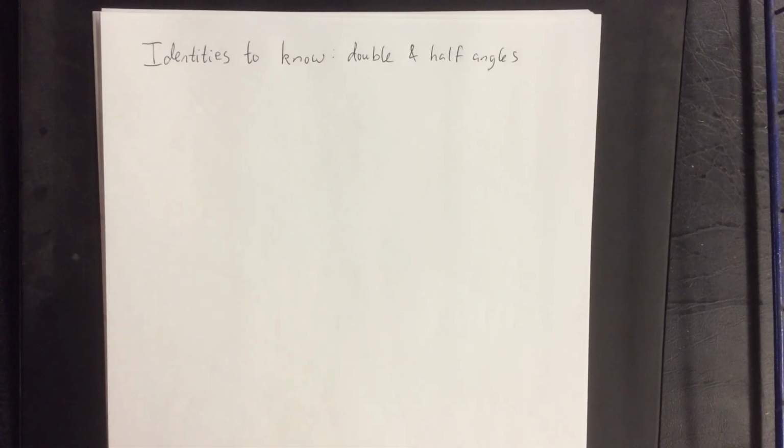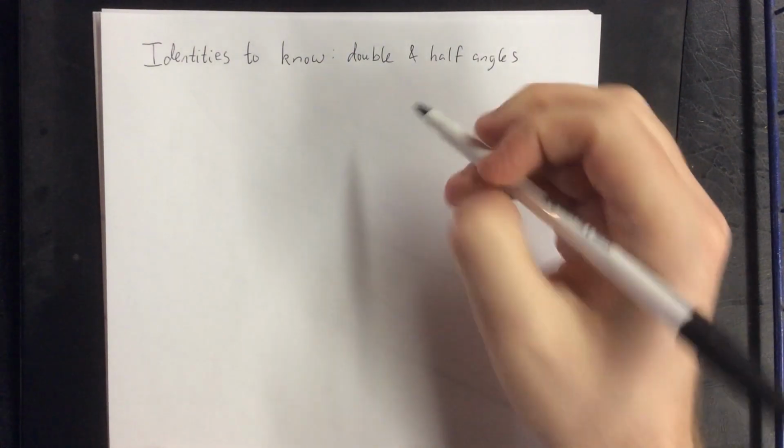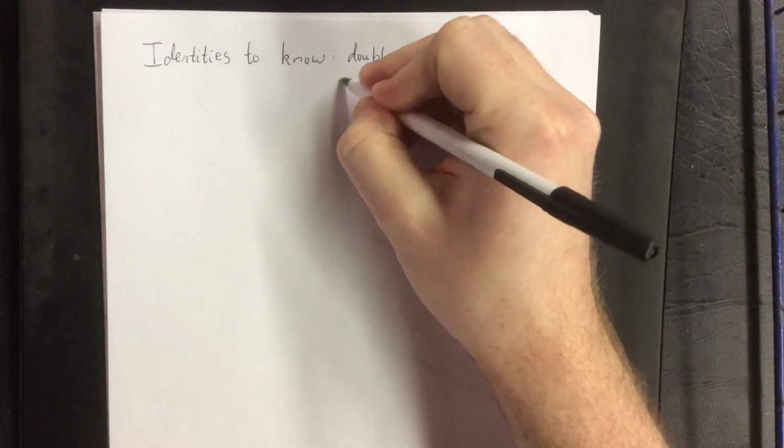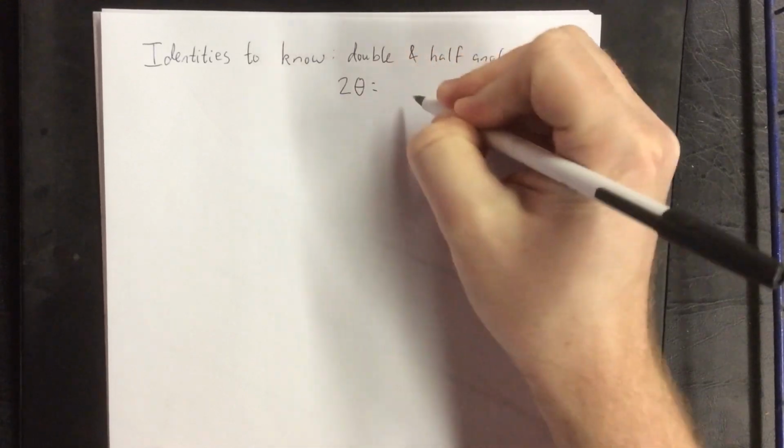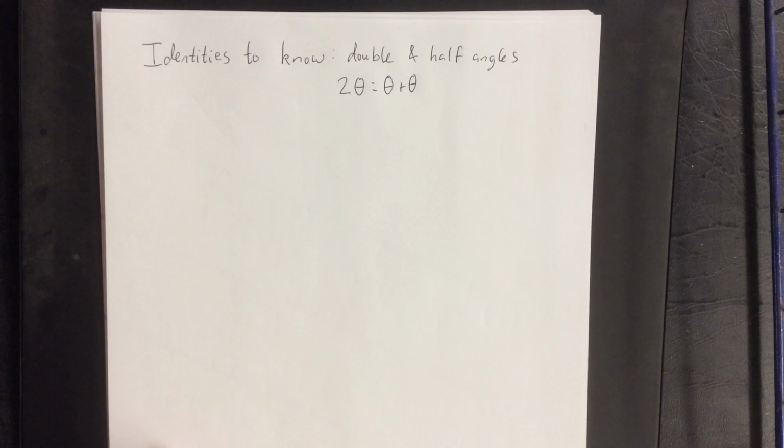For this section, there are going to be several identities that you will need to be aware of as far as double and half angle identities are concerned. All of the double angle identities are derived from the sum formulas. Double angles are defined as 2 times an angle and can easily come from the sum formulas by expressing 2 theta as simply theta plus theta.